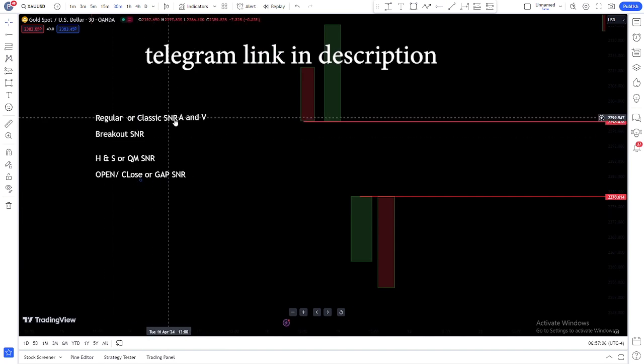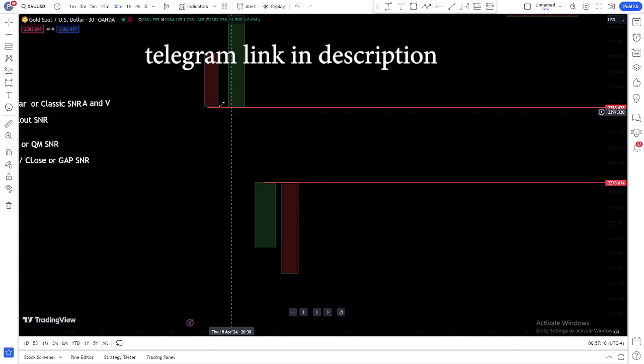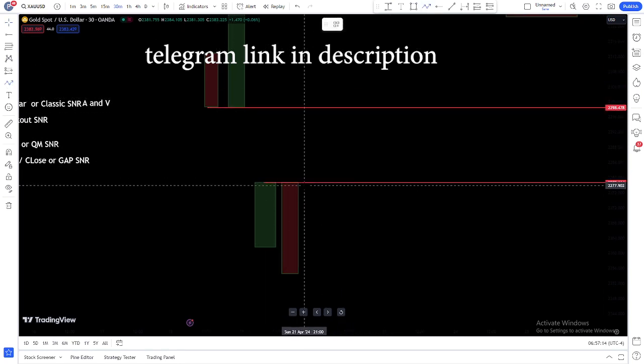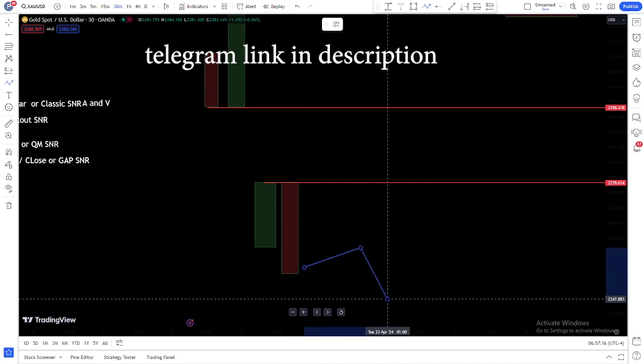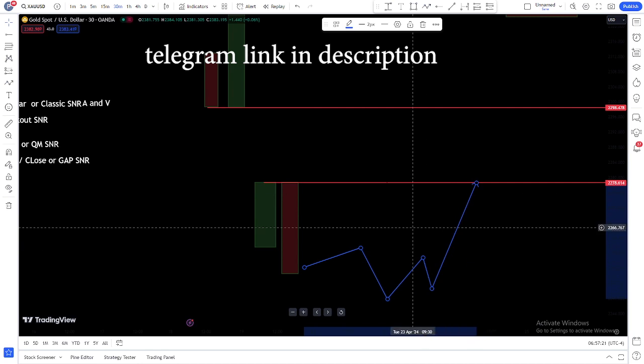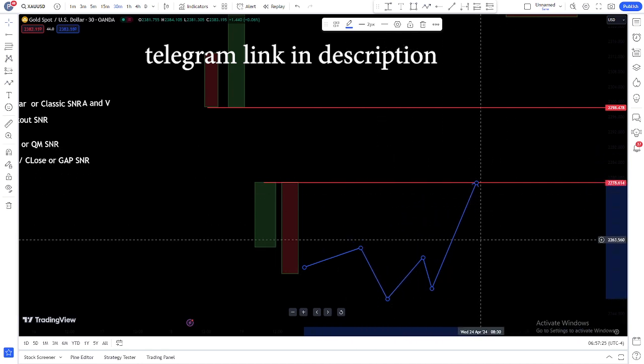So what will we expect when the market comes back to this kind of SNR level? Look at this. We will expect the market goes back and comes forward and goes back here. We will see some kind of reaction. For the reaction, how we will go through that, I am going to upload a second video of that part.